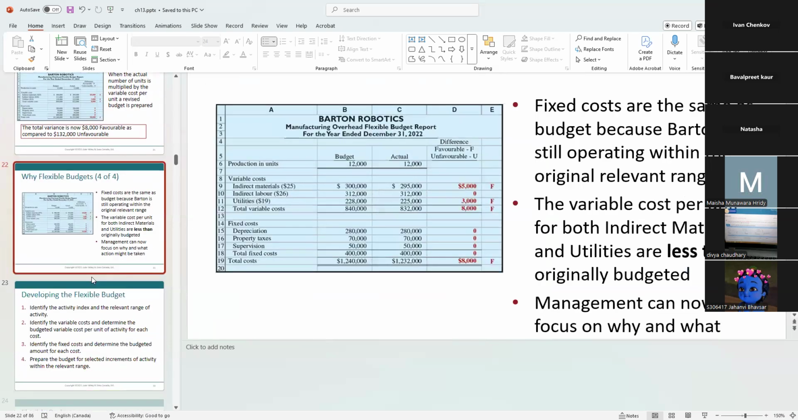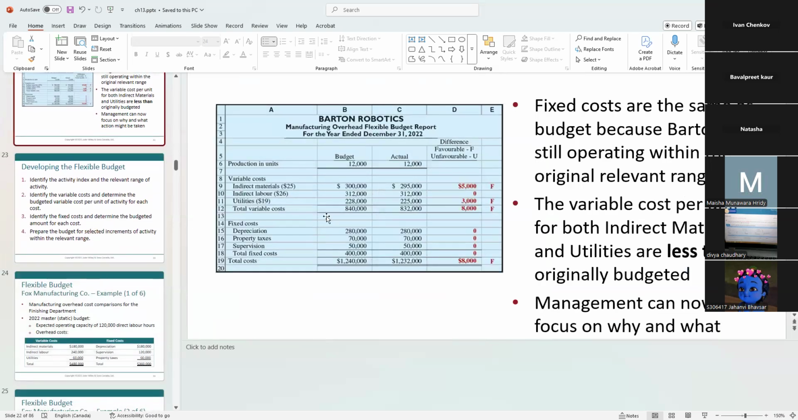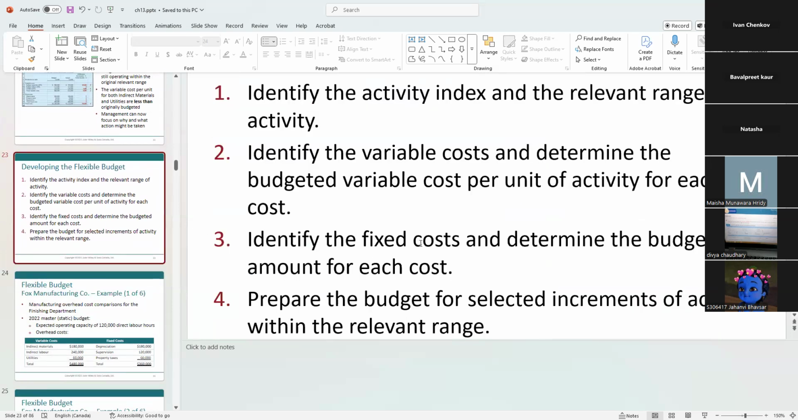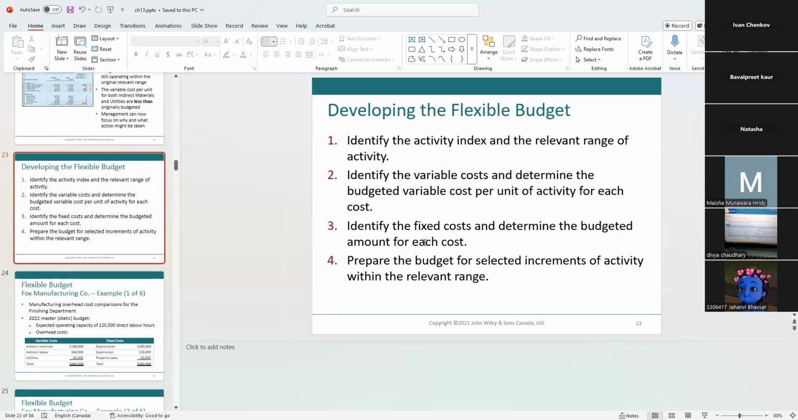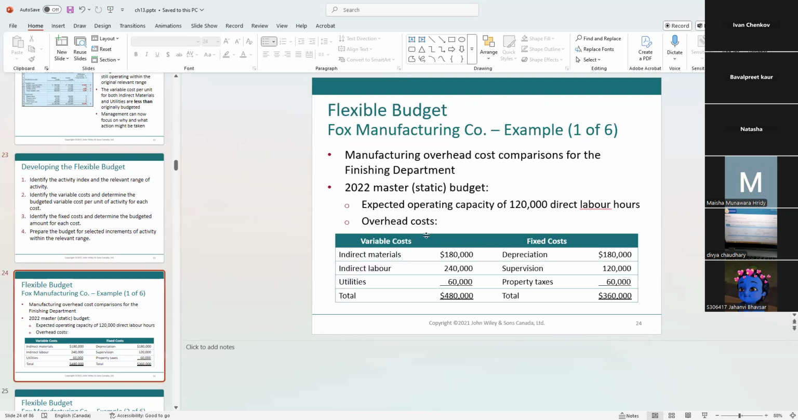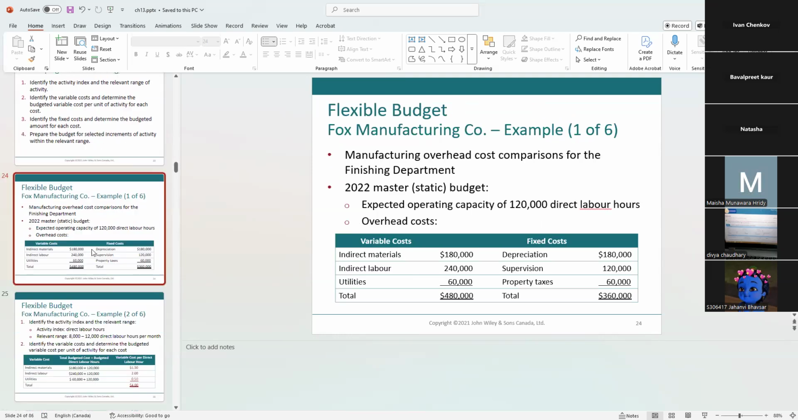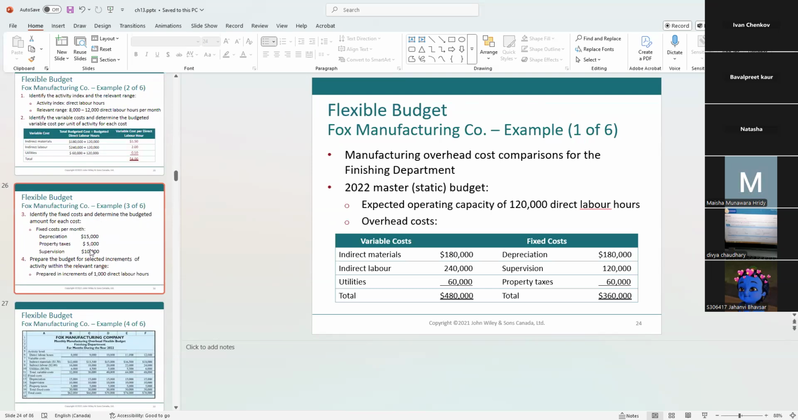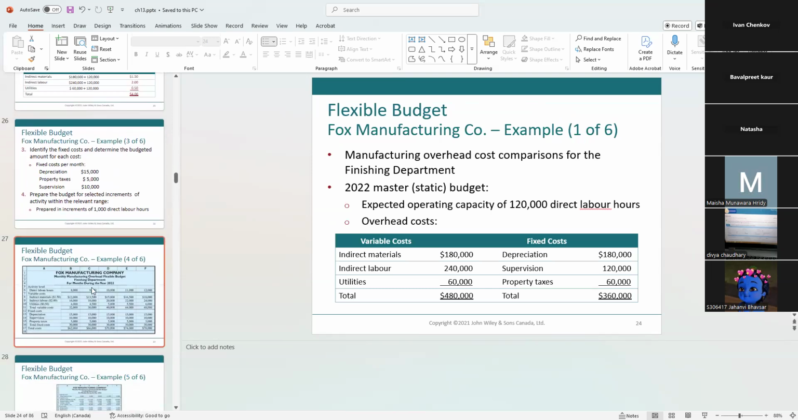In order to be successful next week, what you have to do is very simple. Know how to develop a flexible budget. You have to identify the activity index and the relevant range, identify the variable cost, and determine the budget variable cost per unit. Identify the fixed cost, determine the budget fixed cost in total. Prepare the budget. Once you prepare the budget, everything's going to come.